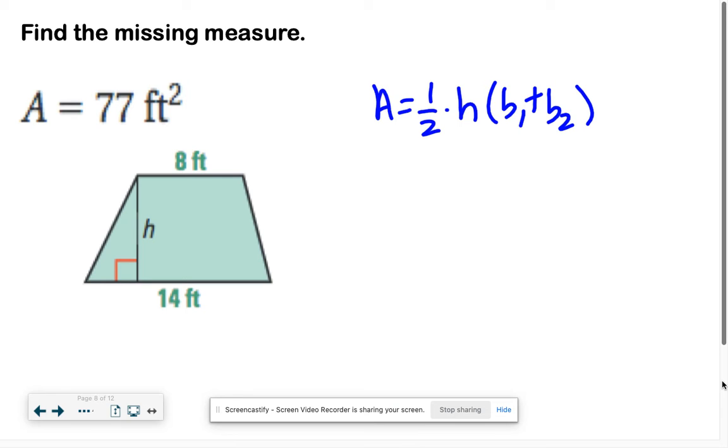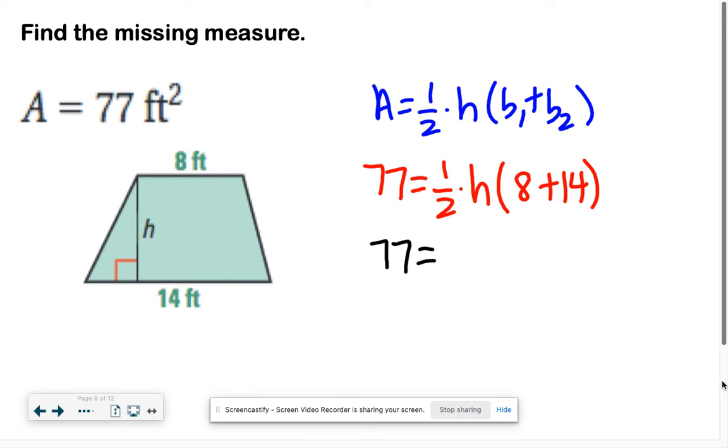So our area is 77. That goes in for A. We don't know our height, so we're going to leave it as H. And then what are our bases? We're going to do some algebra. It looks terrible, but it's not. Can't do anything with that 77 yet, so just drop it down. We can't really do anything with our half yet, so let's just bring it down as well, or our h.